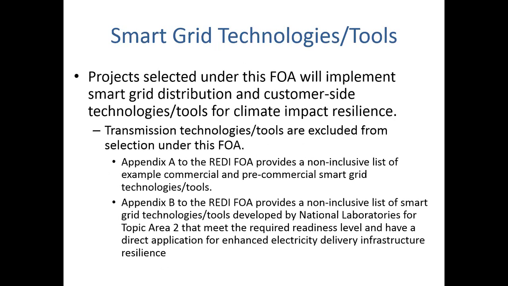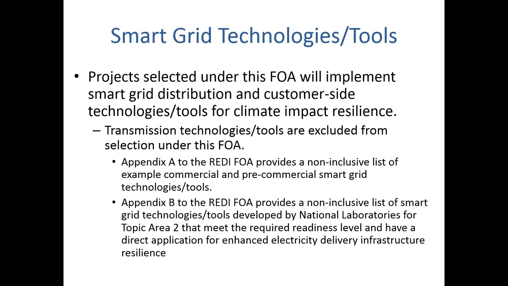So for the purposes of the REDI FOA, smart grid technologies and tools include smart grid distribution and customer-side technologies for climate impact resilience. Transmission technologies and tools are excluded from selection under this FOA. For topic area 1 applications, Appendix A on FedConnect and grants.gov provides a non-inclusive list of example commercial and pre-commercial smart grid technologies and tools. The list is intentionally broad to include a wide variety of smart grid technologies and tools that will help decision makers address local climate impacts.